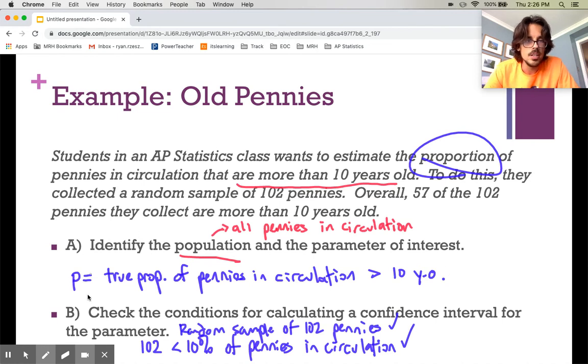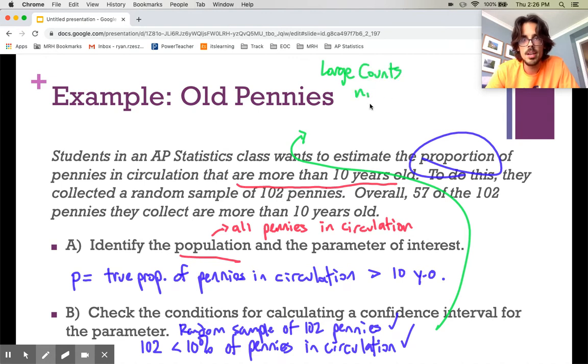And then the third condition takes a little more space. It's the large counts condition. I'll do that up here where I have more room. And remember what large counts says. Large counts says you do n times p and n times 1 minus p, and those both have to be at least 10, which shows that your sampling distribution is approximately normal. But we don't know p, because that's what we're doing. That's the whole point of the problem. So we use p hat instead.